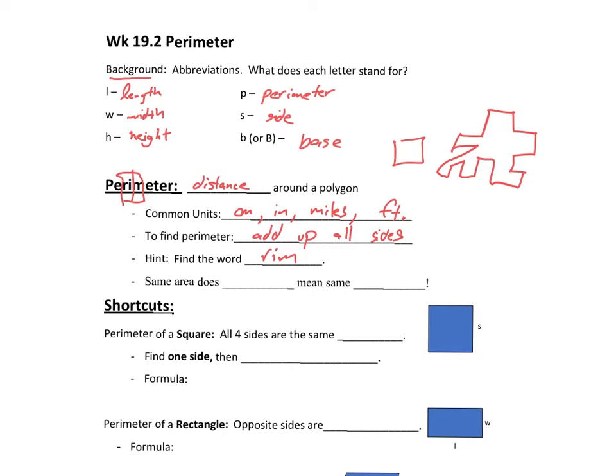Okay, same area does not mean the same perimeter. You can have different areas to different perimeters, and we'll look at that in detail tomorrow.